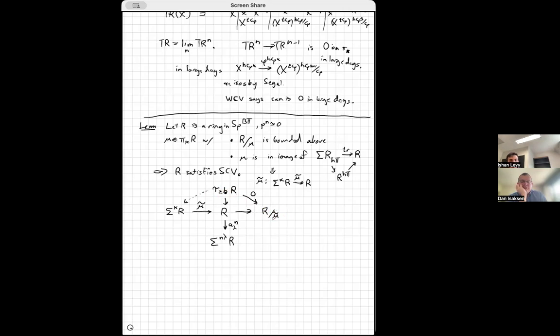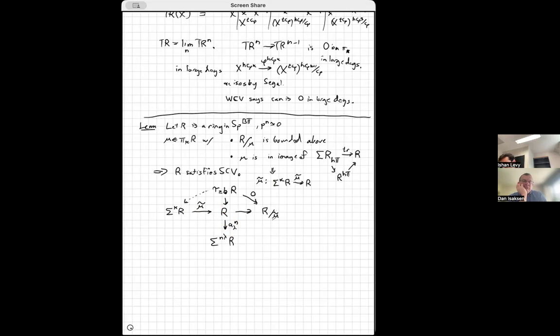Okay. But on the other hand, mu is in the image of the transfer. And so what that's telling you is that mu is 0 in the Tate construction. But the Tate construction is exactly what you get on homotopy groups after taking the colimit over all of these a lambda to the n's. So if you invert a lambda, that's at the level of the homotopy fixed points, that is exactly the Tate construction.